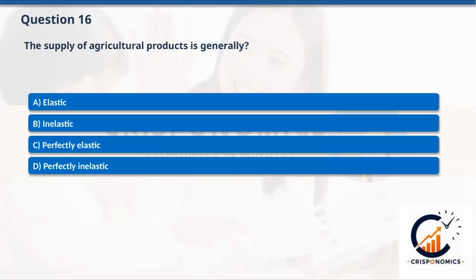Let's talk about the supply of agricultural products. It's usually categorized by how responsive it is to changes in price. On one end, we have perfectly inelastic supply, where quantity doesn't change at all, no matter the price. Then there's perfectly elastic, where even the smallest price change causes huge shifts in supply. Most agricultural products fall somewhere in between, often leaning toward inelastic or elastic, depending on factors like growing seasons and production capacity. Understanding this helps us grasp market behavior better.